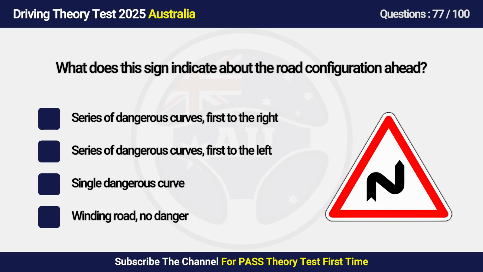A. Series of dangerous curves first to the right. B. Series of dangerous curves first to the left. C. Single dangerous curve. D. Winding road, no danger.